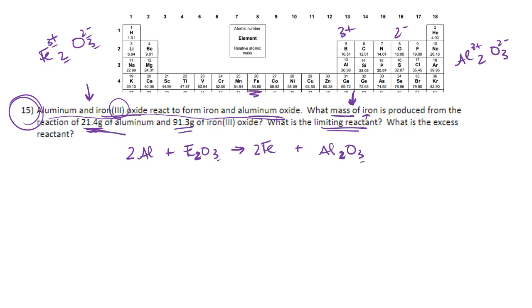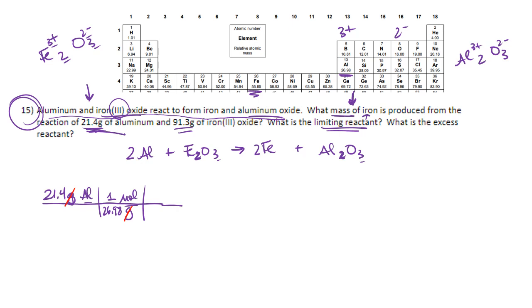So first up, 21.4 grams of aluminum. We're going to turn the mass of aluminum into the mass of iron. To do that, I need to turn my grams of aluminum into moles of aluminum. Aluminum's mass is 26.98 grams per mole. So we have successfully canceled out our grams. I have moles of aluminum. Let's turn those moles of aluminum into moles of iron.